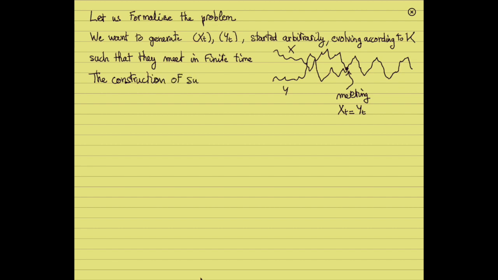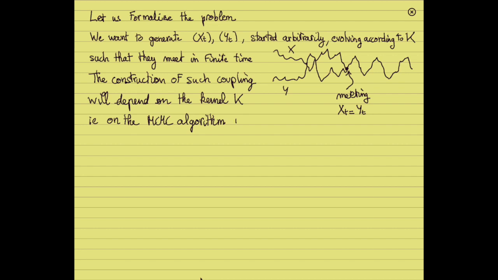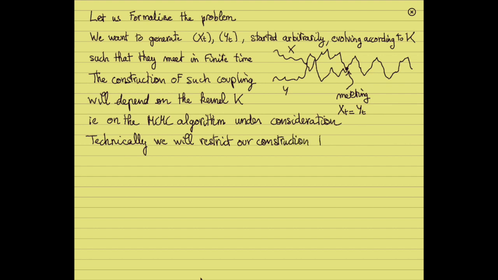And so we're really looking at the construction of such a coupling strategy. In other words, we're looking at implementable algorithms to generate xt and yt. Of course, that will depend on the choice of Markov kernel k, which is really the choice of the MCMC algorithm under consideration, whether it's Rosenbluth-Taylor, Hamiltonian, Gibbs sampling, etc. Note also that technically we will restrict our attention to constructions that are Markovian. This means that we will construct the next state xt plus 1, yt plus 1 given the current states xt, yt, not using in any way the previous states or the states afterwards.